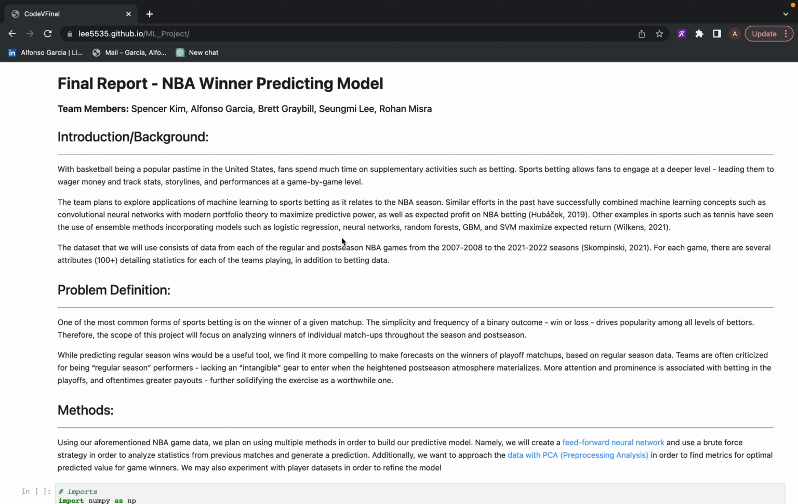Similar projects to this have been done in the past using models such as logistic regression, neural networks, and random forests. And specifically in our iteration, we decided to use a data set that consists of data from the regular and postseason NBA games from the 2007-2008 to 2021-22 seasons. And for each game, the data set includes several attributes that detail statistics for each of the teams playing, in addition to some betting data.